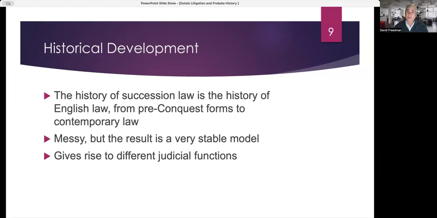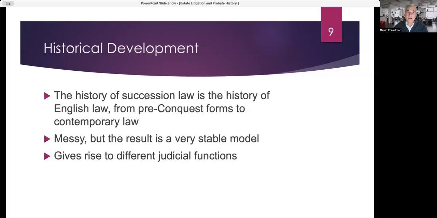And that law is actually really interesting. I mean, if you're interested in legal history, the history of English succession law is the history of English law. There's some scant evidence about wills that existed prior to the Norman conquest in 1066, very little, but there are some parts of that pre-conquest law that still are in our law, specifically the rule of the executor, surprisingly enough, comes from Saxon law. Afterwards, you have the development of English law.